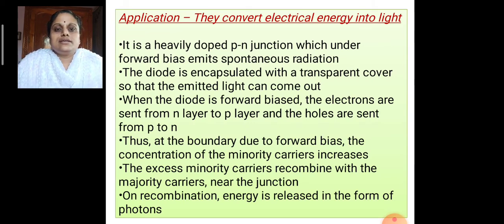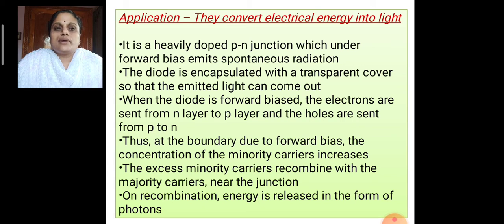Now let us see its functioning. That is, how the LED converts electrical energy into light. It is a heavily doped PN junction. Under forward bias, it emits spontaneous radiation. The diode is encapsulated with a transparent cover so that the light emitted can come out.